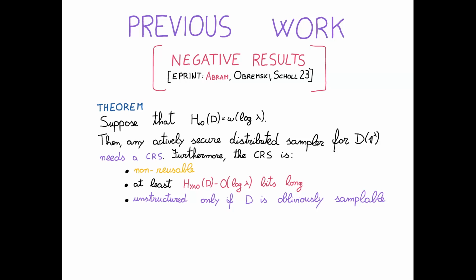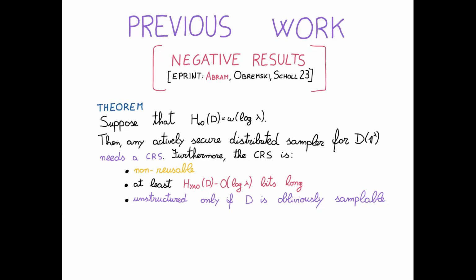And what does obliviously sampleable mean? It means that if we leak the random coins used for the sampling procedure, then we leak no additional information about the output. Just to give an example, RSA moduli are not obliviously sampleable, because if we give the random coins, we know the factorization. Okay. And yeah, if we have an obliviously sampleable distribution, we can sample securely from it just using a random oracle. We don't need interaction.